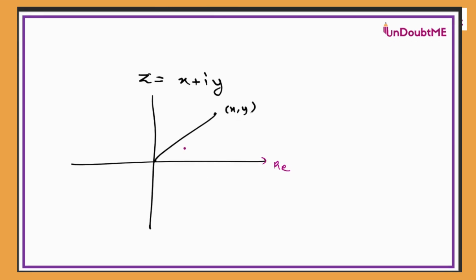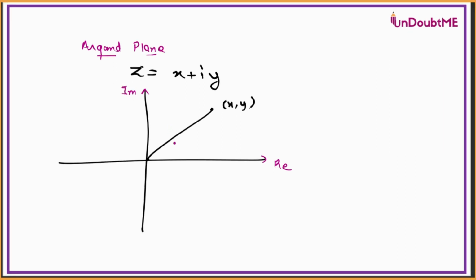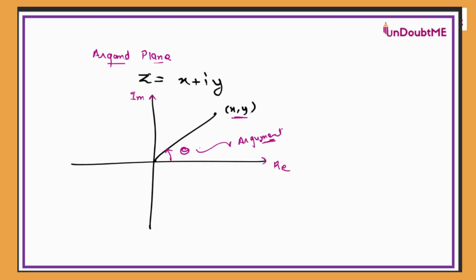X-axis is replaced by real axis and y-axis is replaced by imaginary axis. That's the difference, and we call this thing as argand plane. Now on this argand diagram, the angle this complex number is making with respect to real axis is called as argument, or it is same as the bearing.